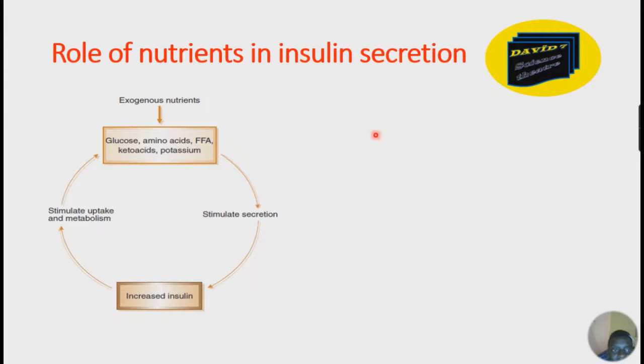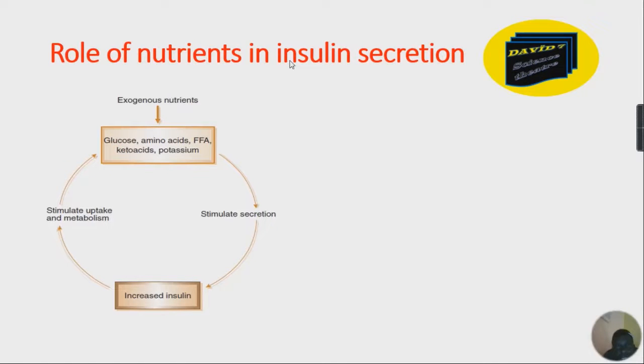Role of nutrients in insulin secretion. Exogenous nutrients will link the nutrients to insulin secretion. The exogenous nutrients include glucose, amino acids, fatty acids, keto acids, and also potassium. These will stimulate secretion of insulin. When insulin increases, it stimulates uptake and metabolism of these exogenous nutrients.